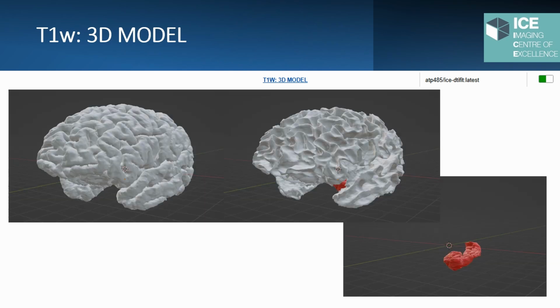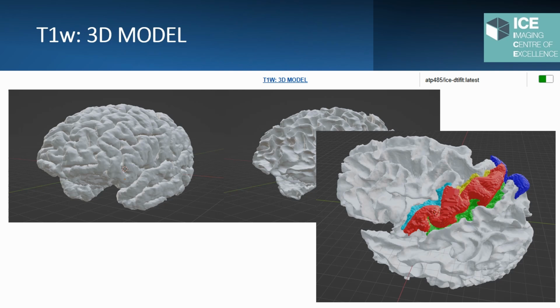This is what the output looks like in Blender. So these outputs are OBJ files, and they can be opened in most 3D modeling software. On the left we have the grey matter, on the right the white matter, and then in red we have the hippocampal subfields. This is another example of cortical areas related to motor processing.